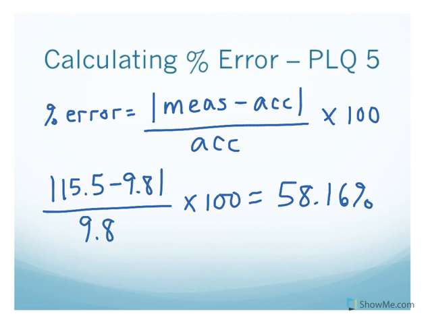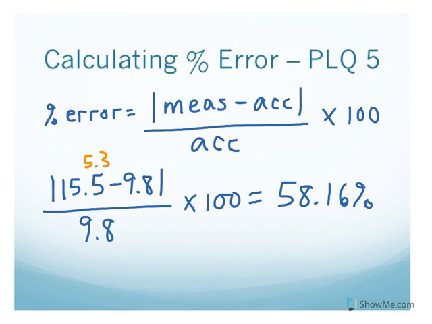I've calculated the percent error of the lemon lime data here. We had 15.5% sugar in the graph reading, and then from the label we had 9.8%. So I showed those values here. So you have measured minus accepted over accepted times 100.